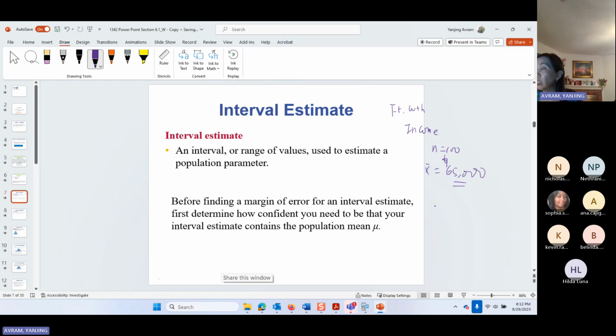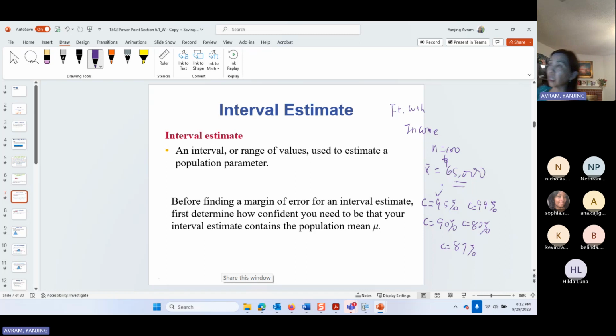And then what is my margin of error? If I say I'm 95% confident, since I'm using a sample, I cannot be 100% confident. You can be 95% confident, or very high, 99% confident, or 90%, or just 80% confident, or anything else you choose. So this is called a confidence level. We're using C for the confidence level.